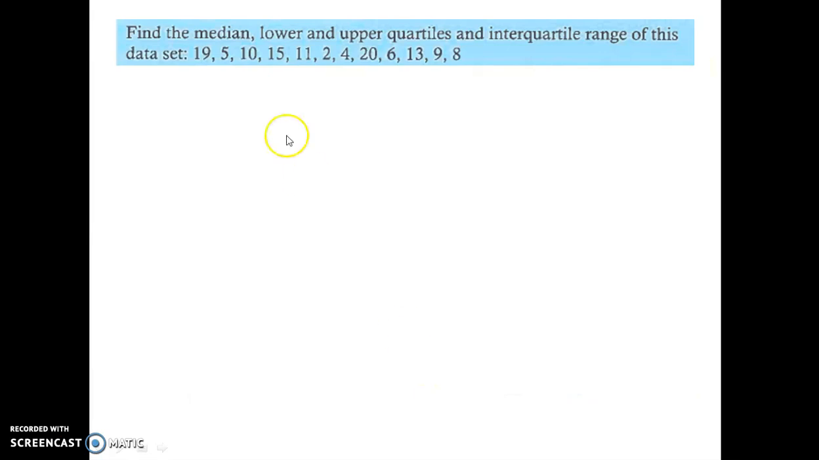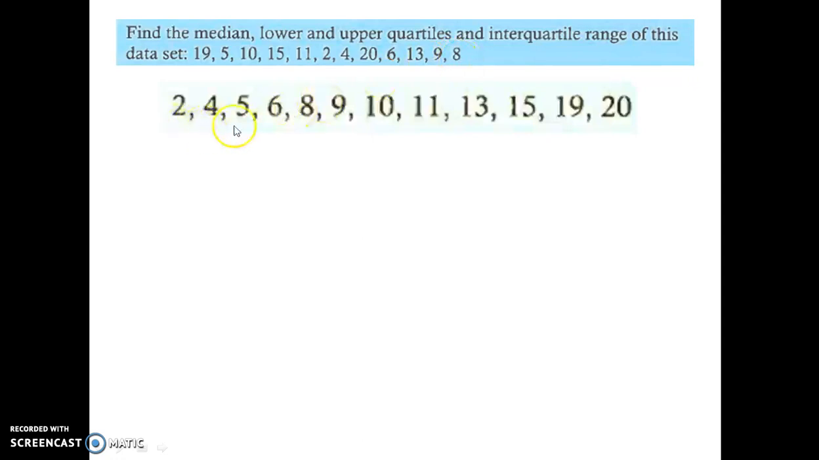Let's use this. So here's a problem. Here's a data set. We want to find the median, lower, and upper quartiles and the interquartile range of this data set. First of all, always rearrange the data in order. So I've taken that data, it's reordered. And now you're trying to find the median, which is Q2, and Q1 and Q3 as well. Let's begin with the median.